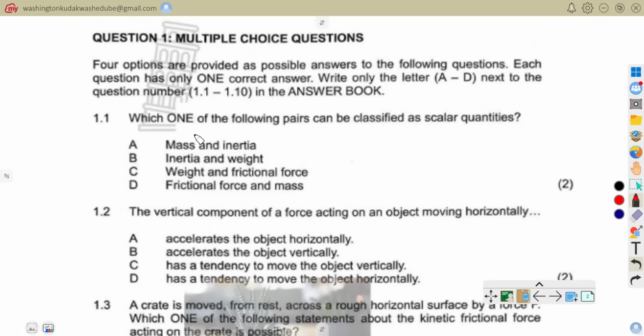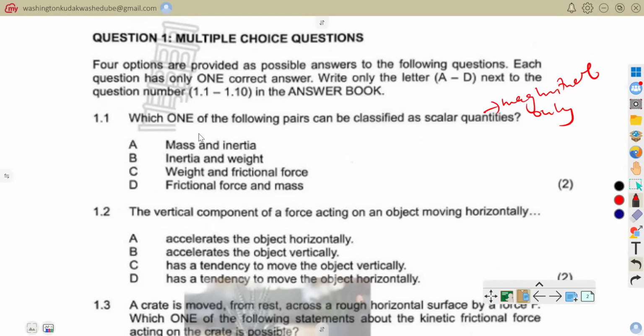For question number 1.1, they were saying which one of the following pairs can be classified as scalar quantities. For scalar quantities, we know that these quantities have got magnitude only. So which of the pairs that are given here consist of magnitude only? Which of them can only be fully described by stating its size only? That is what they mean.